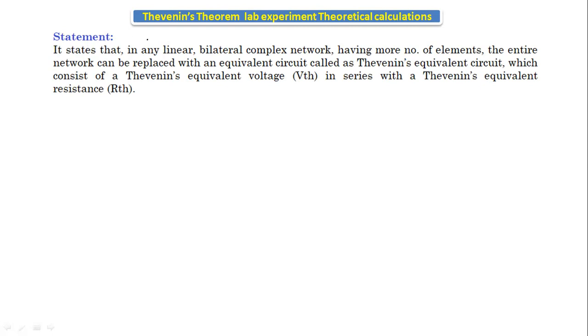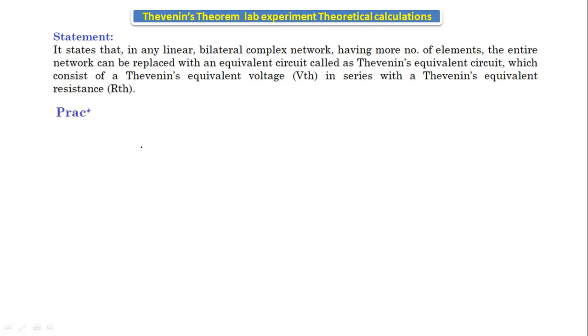It states that in any linear bilateral complex network having a large number of elements, the entire network can be replaced with an equivalent circuit called Thevenin's equivalent circuit, which consists of the Thevenin's equivalent voltage connected in series with the Thevenin's equivalent resistance.